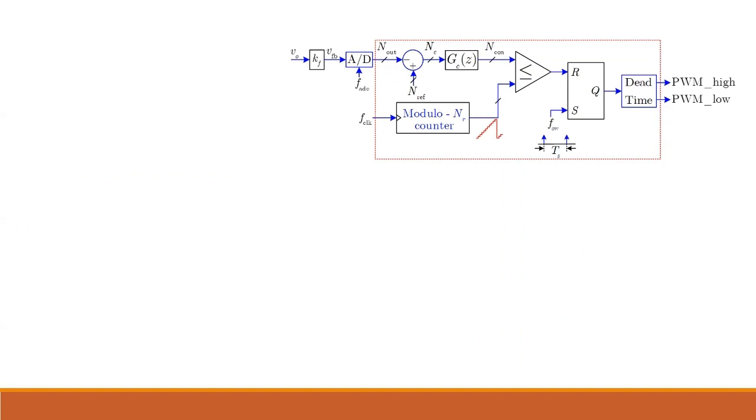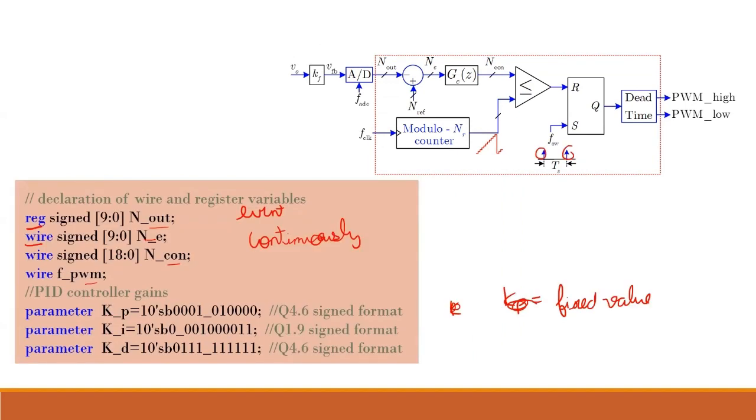Sir, when we represent in Q format, it is always in the signed format, right? Yes. But they have explicitly written Q4.6 signed format. Oh, these are comments, so that I remember. But if we write Q4.6, it is understood that it is signed format, right? Yes, it is understood, but there is no need to write it explicitly.